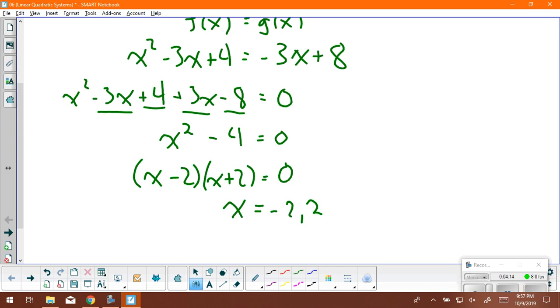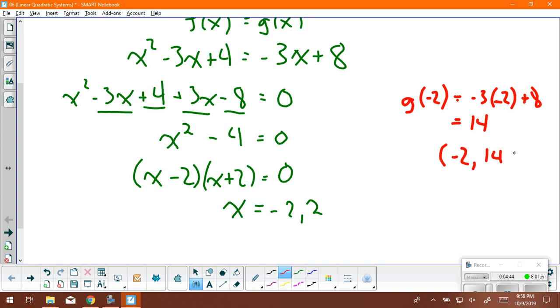Okay. Last but not least, I would probably really want to know what my points are, right? So I need to go back to one of my functions for each of these and plug it in. So let's say if I was using the equation of my line, it's a little bit easier to work with. So if I do g of negative 2, that would be negative 3 times negative 2 plus 8. What would that be? 6, 14. Okay, so one of my points is negative 2 and 14.